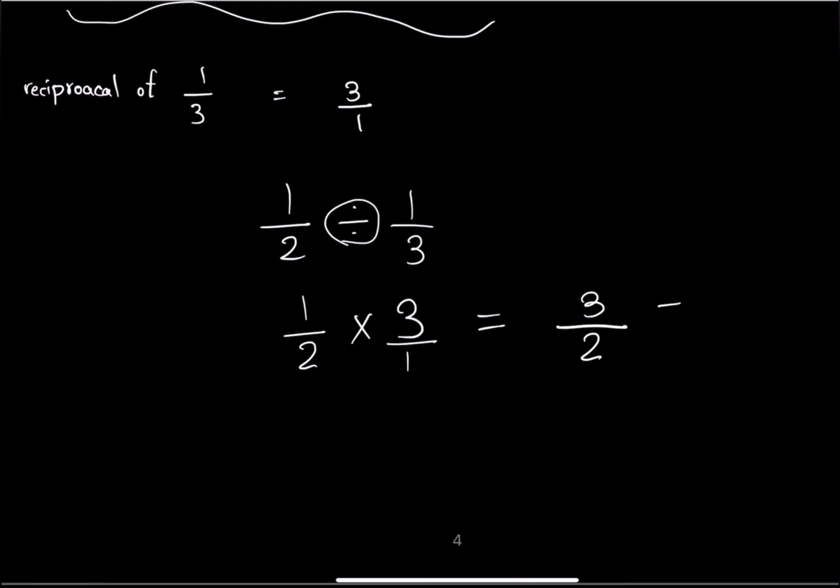Writing this as a mixed fraction, we get 1 and 1 by 2. So our original question, which was 1 by 2 divided by 1 by 3, would give us 1 and 1 over 2, or you could just write 3 over 2. So now that we've talked about adding, subtracting, multiplying, and dividing fractions, let's do a few examples.